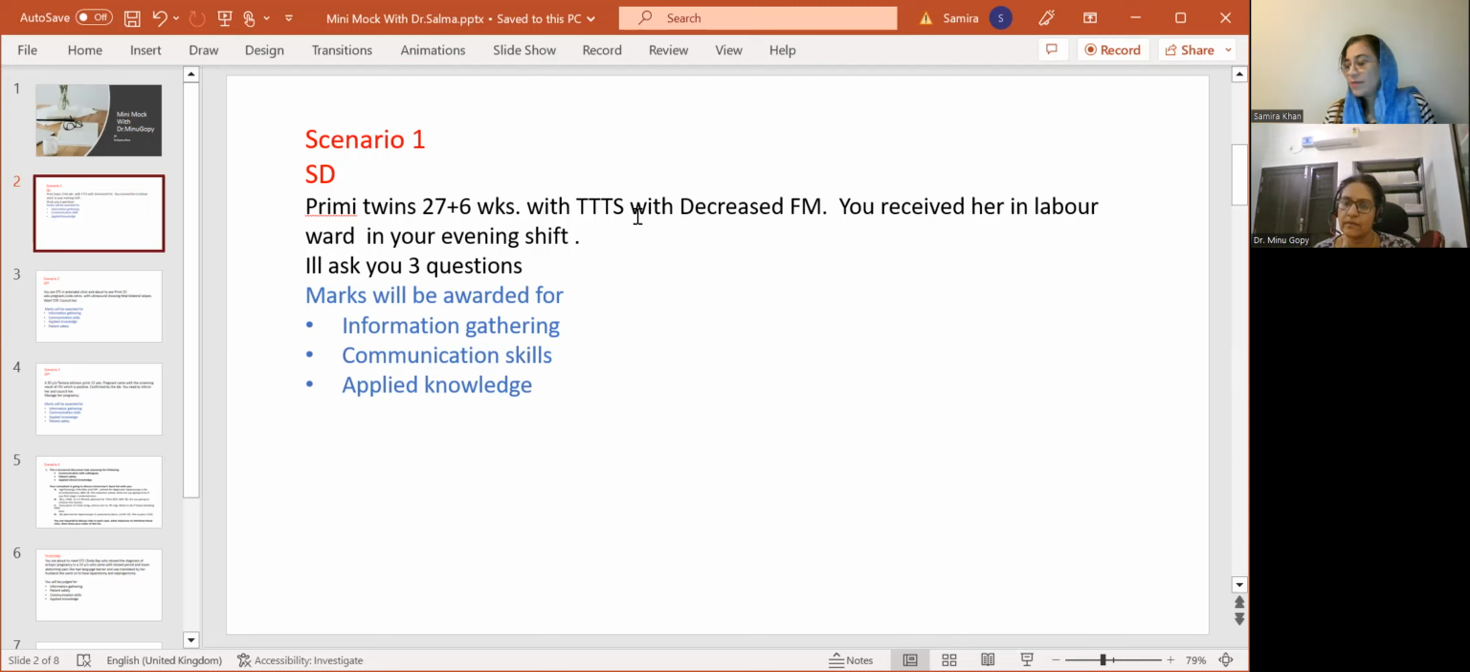Whenever you say something, generally speaking, in every station, just try to justify whatever you say. For example, if you say active management of 3rd stage, then you need to justify yourself. It will be good practice if you add a little bit of justification. All the other things you said are all right, and most of the things you said. So let me see what I wrote in my model answer.